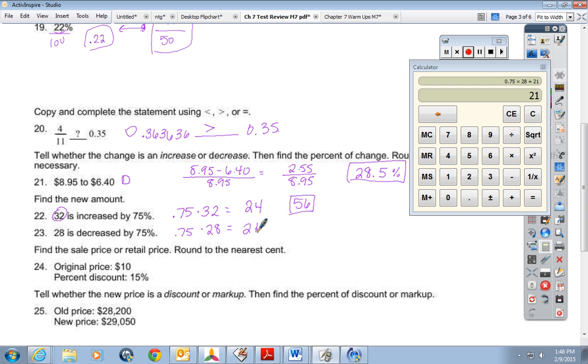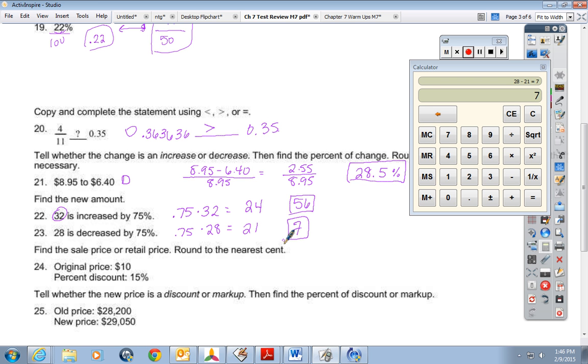So does decrease mean add or subtract? Subtract. So I'm going to take my original amount of 28, and I'm going to decrease it by 21 to get 7. Is that a percent or a number? It's the same number. So 7 is the answer.